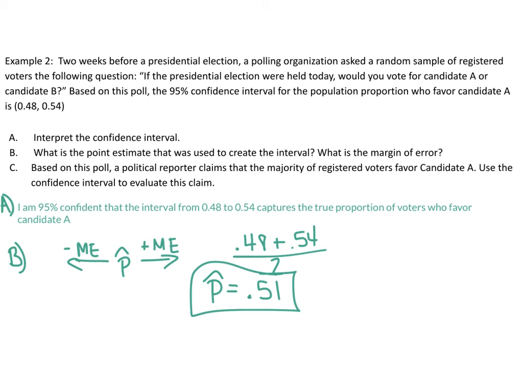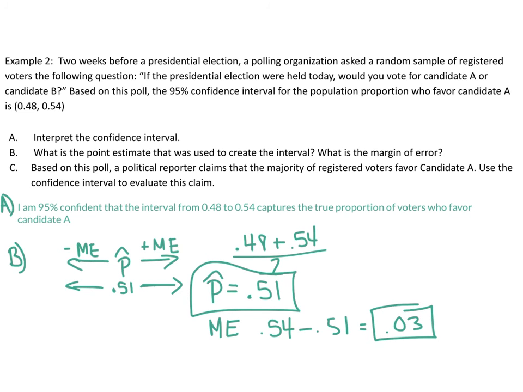And then what would my margin of error be? Remember, I'm adding and subtracting that margin of error. So if 0.54 is the upper end of my interval, if I just do 0.54 minus 0.51, my margin of error is 0.03. And then part C, based on this poll, a political reporter claims that the majority of registered voters favor candidate A. Use the confidence interval to evaluate this claim.